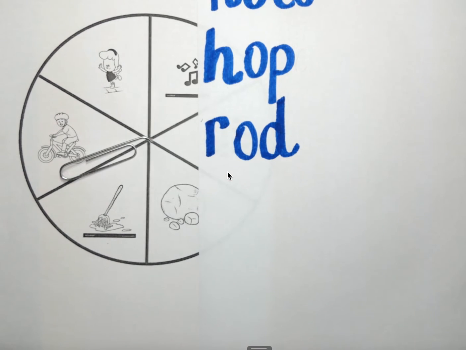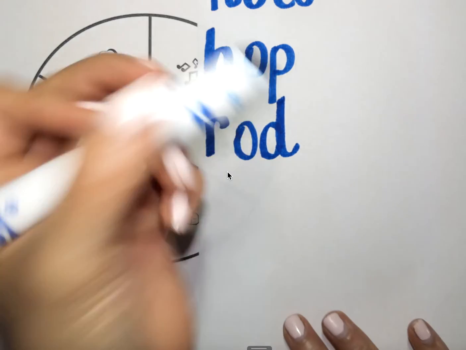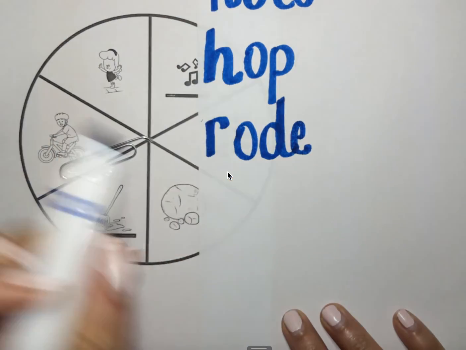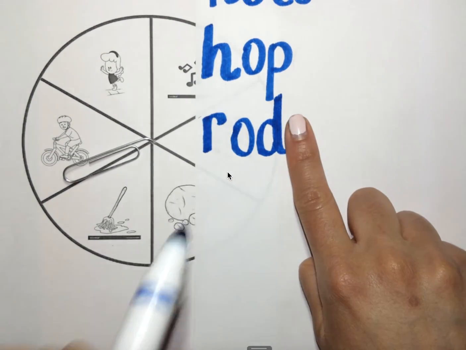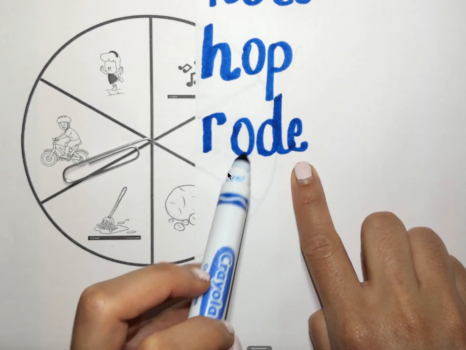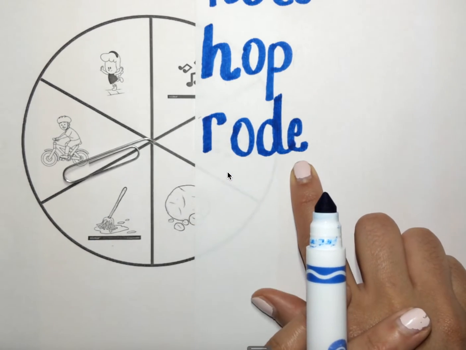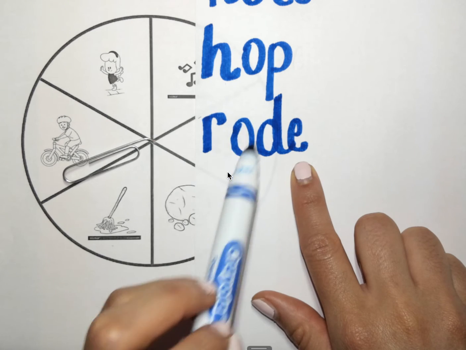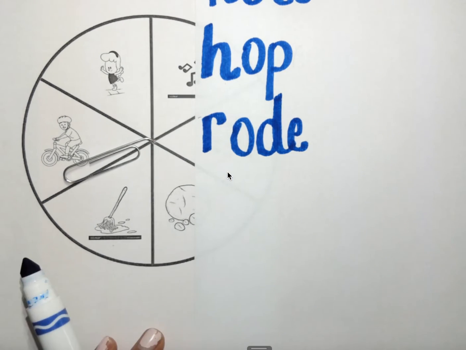Why is the O saying its name? Why is it saying the O sound? What is making it do that? The magic E. If you do not add that magic E, then it's just rod. But you need the magic E so that the O says its name in the word. Road. I hear it saying O, the name of that letter.